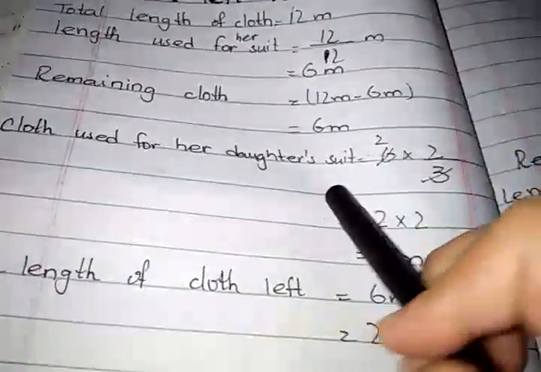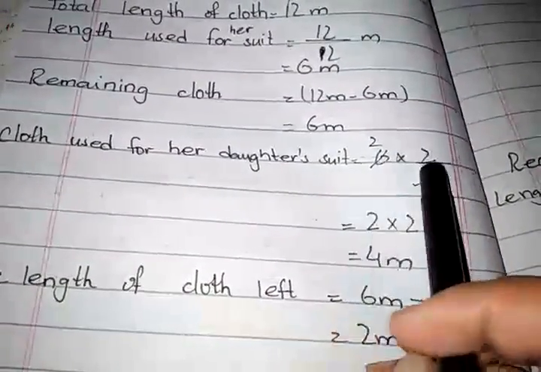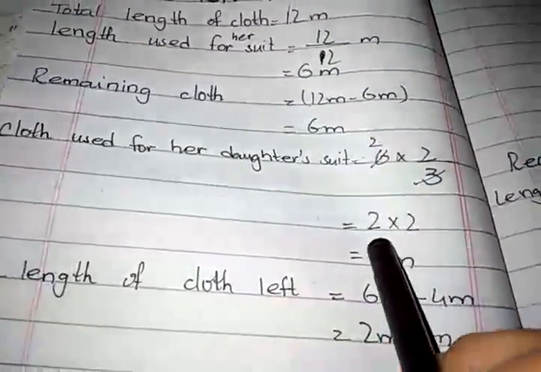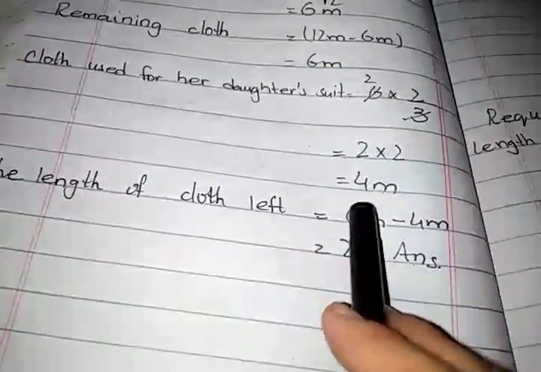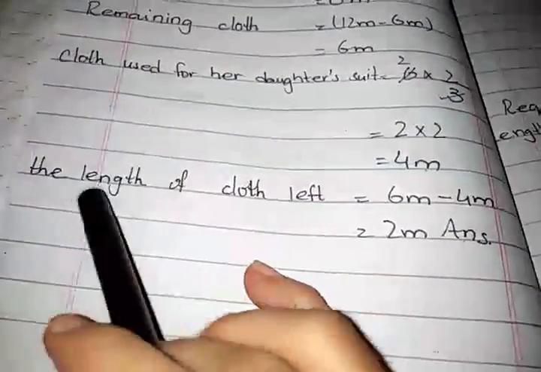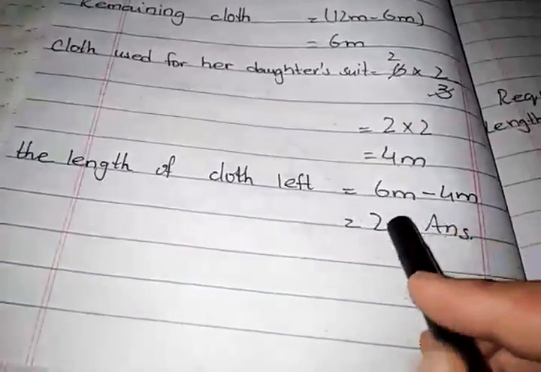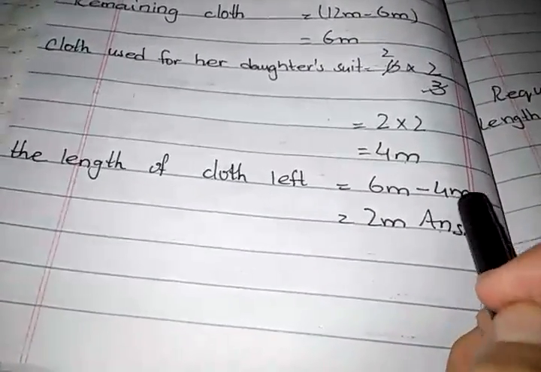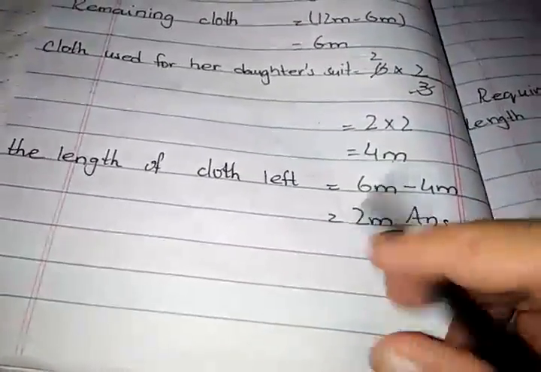Cloth used for her daughter is 2/3 of remaining cloth. So, we have to multiply 6 with 2/3. 3 2s are 6, now 2 2s are 4. Noshin used for her daughter's suit 4 meter cloth. The length of cloth left with her is: remaining cloth is equal to 6 meter and cloth used for her daughter's suit is 4 meter. 6 minus 4 is equal to 2 meter. The remaining cloth with her is 2 meters.